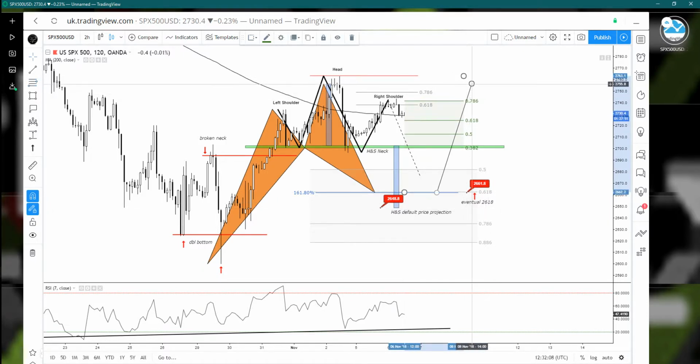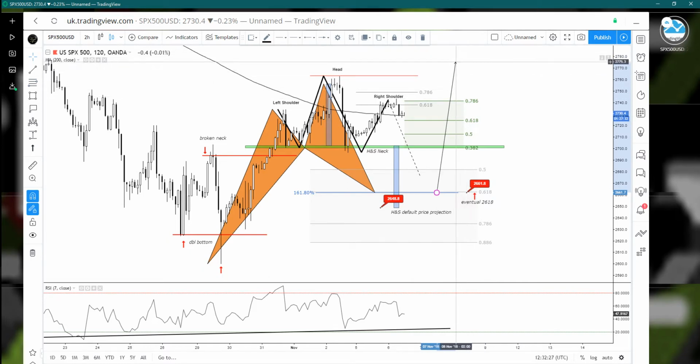So usually the 2618 will break these previous structure highs, but I will start trading. I will put my first target at these close prices above. So this is my first target, and second targets above this structure.